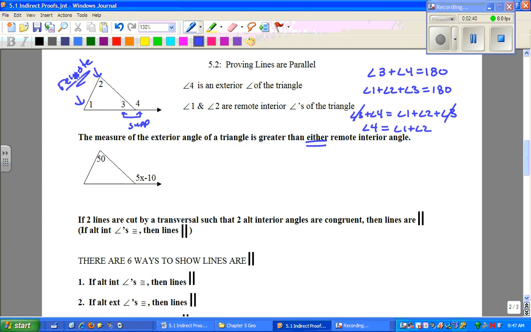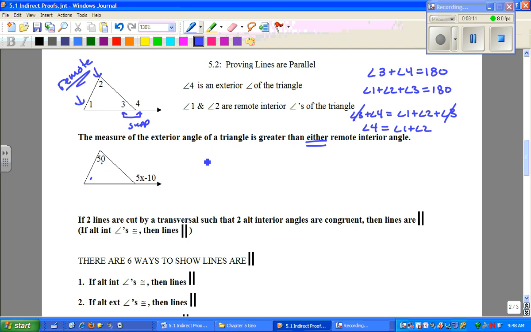And what is angle 1 plus angle 2? There are your remote interior angles. So this is the exterior angle theorem of a triangle, and it says that the exterior angle is equal to both remote interior angles added together. So the theorem, where it says the measure of the exterior angle is greater than either of the remote interior angles, has to be true because you need both of these two angles for it to equal that.